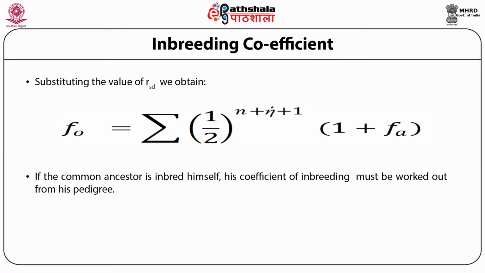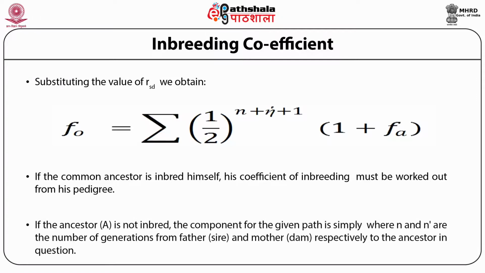If the ancestor A is not inbred, the component for the given path is simply (1/2)^(n+n'+1), where n and n' are the number of generations from father and mother respectively to the ancestors in question. If the common ancestor is inbred himself, his coefficient of inbreeding must be worked out from his pedigree.